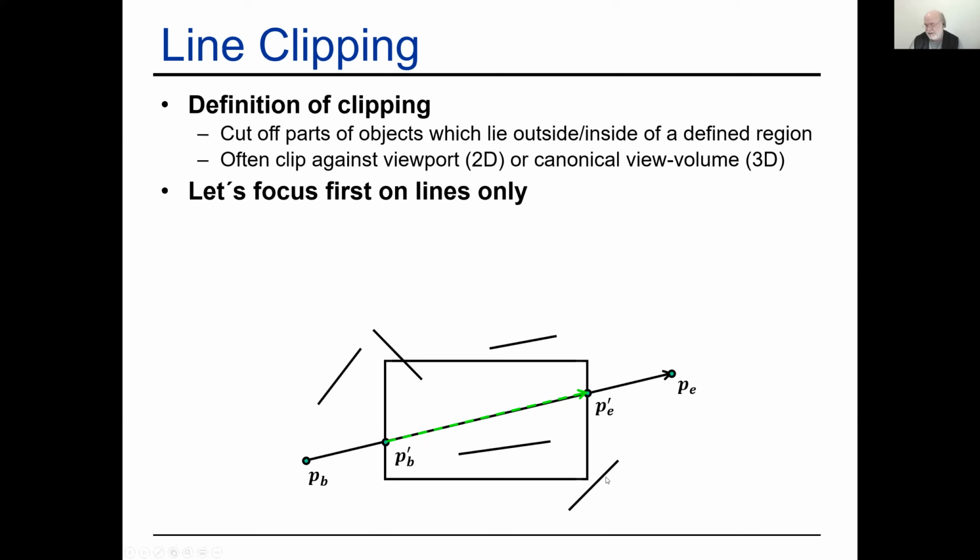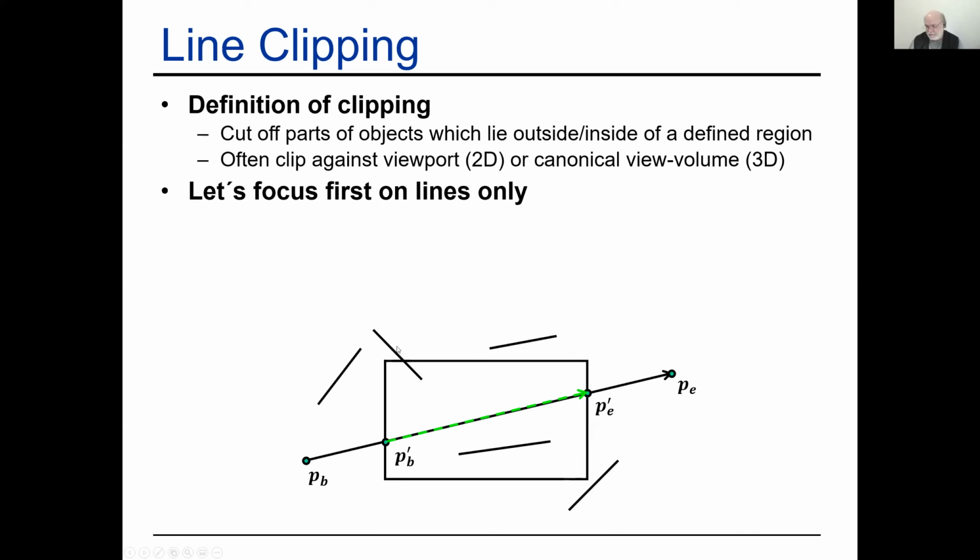For instance, the line in the lower right here. Yes, it is completely outside, but it's not entirely clear how you figure that out. Because if you just move that line a slightly little bit, then actually parts of it will be in the window, even though the beginning and the end point are still outside. So it's not easy to trivially reject that.